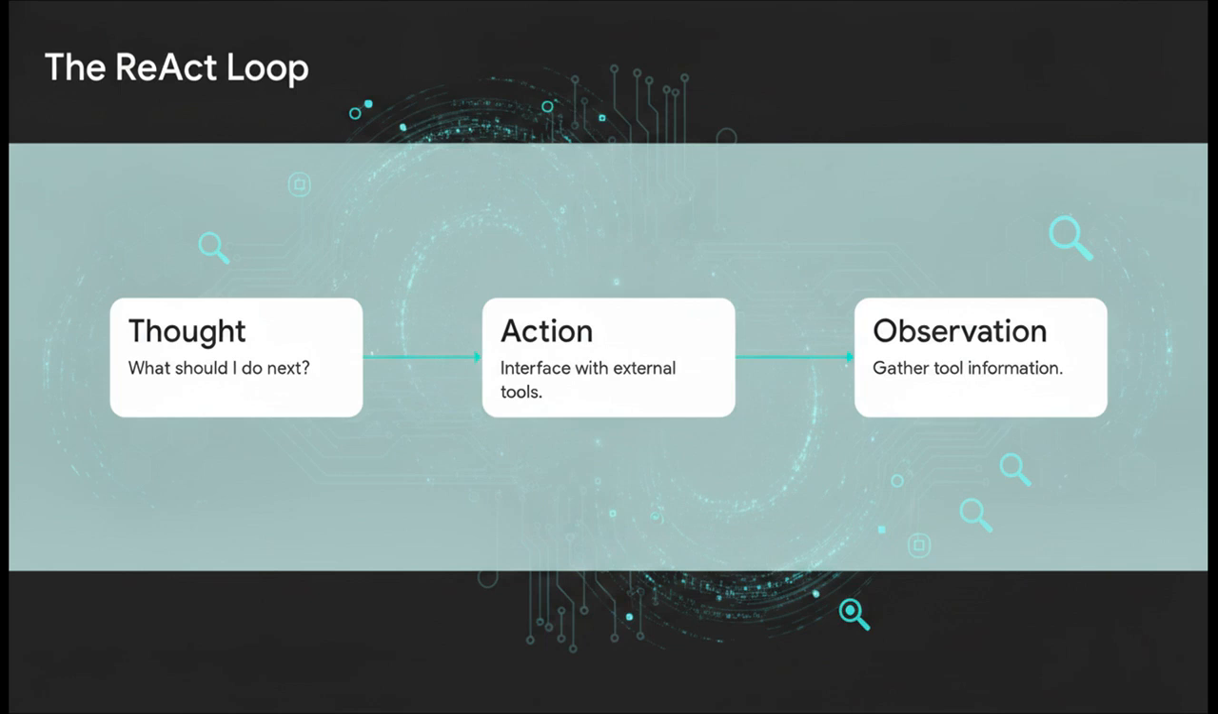It always starts with a thought, where the model induces or updates its plan. Then comes an action step where it actually interfaces with external tools, like a search engine or an internal API. Finally, an observation step, where it gathers the exact information returned by that tool. And it just loops through this over and over until the task is fully complete.